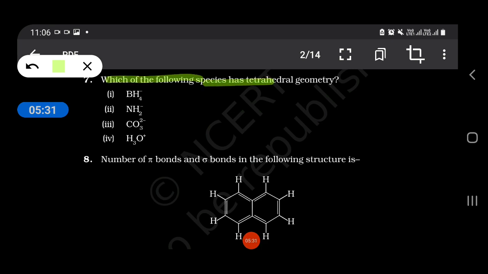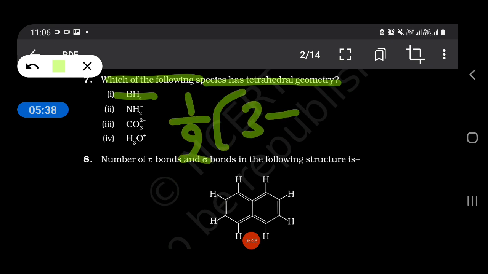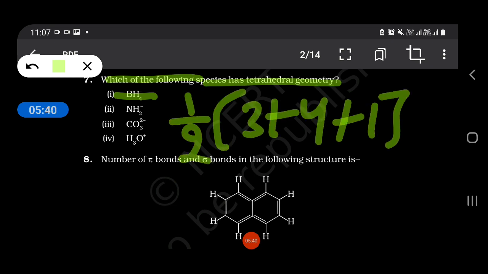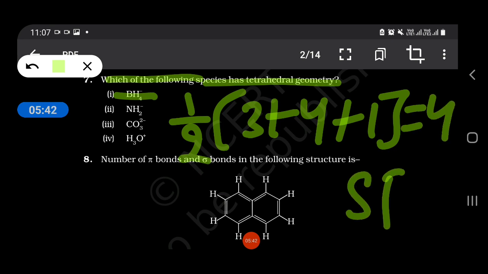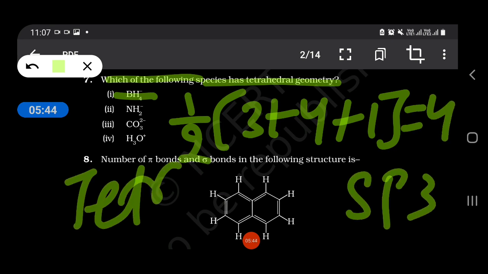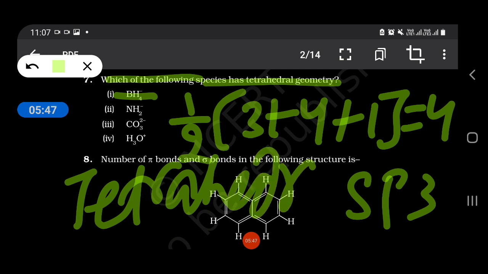Which of the following species has tetrahedral geometry? So BH4 minus, half of 3 plus 4 plus 1, that is 4, sp3, so it is tetrahedral.